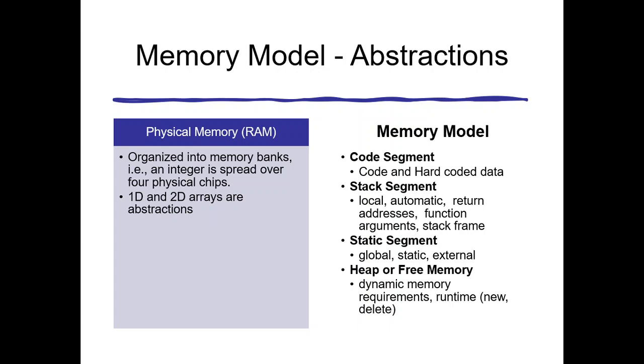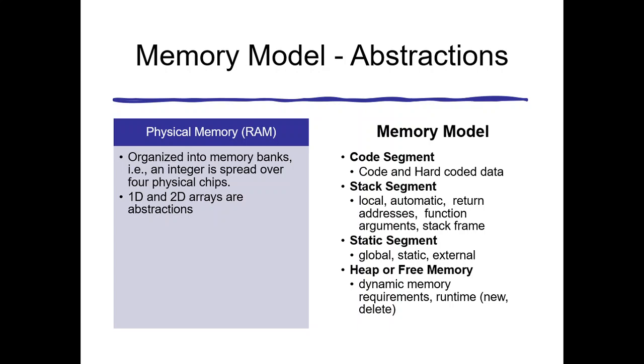ठीक है? One is code segment. The code segment is the segment of data, a segment of RAM where your machine code is stored. So आपके प्रोग्राम का machine code कहाँ पे store होता है? Code segment. And it also contains hard coded data.